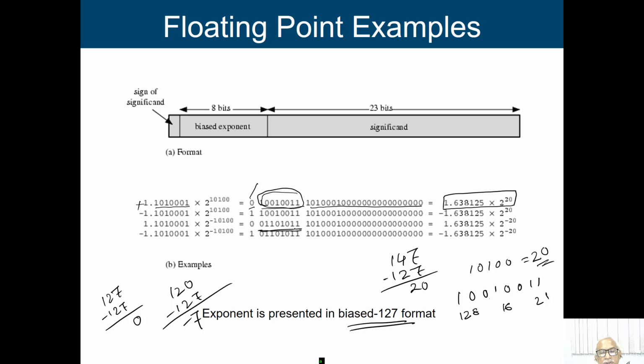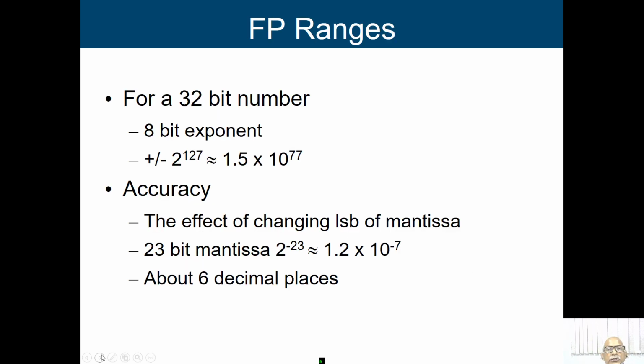So this is the way we represent our floating point numbers, and this is the way we store floating point numbers or, say, real numbers in our computer. In this particular case, what are the ranges? You can try to calculate it. If we are using 32-bit numbers with 8-bit exponents, then we can go up to plus minus 2 to the power 127. So this range will go up to 10 to the power 77, 1.5 into 10 to the power 77, up to that particular limit we can go.